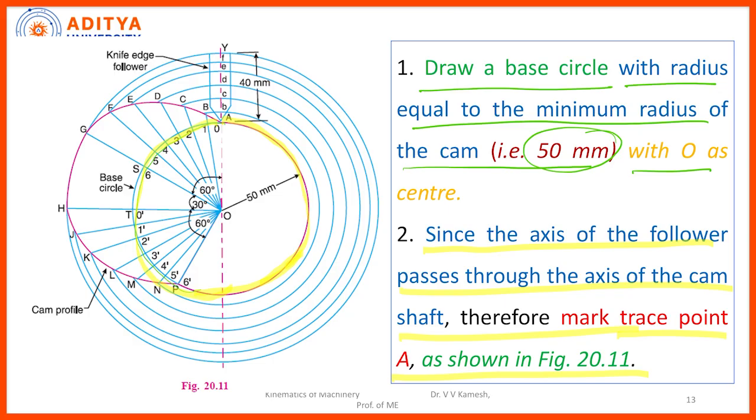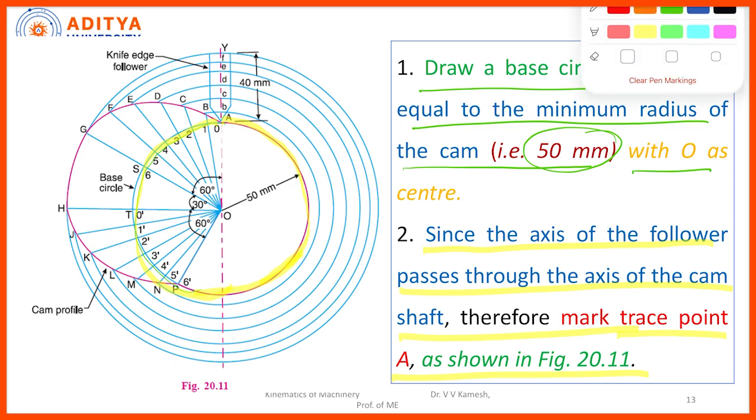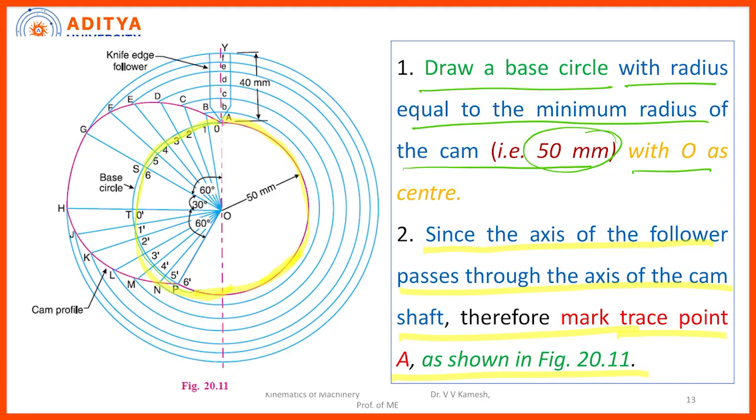Then we need to mount the follower touching the surface of the cam, right. So where the follower is touching, for the knife edge follower, the edge is touching the camshaft. So that is the starting point of the cam profile. It is called the trace point. So the first point I need to take on the same axis. So I am locating point A. This is point A.